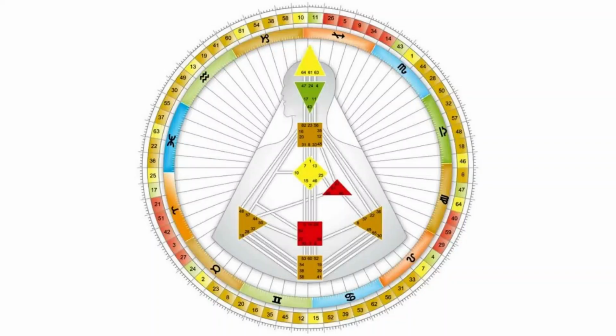Gate 48, the well, the depths. Location, spleen center. Channel 48-16, the channel of talent. Circuit, the collective understanding circuit, logic process. Theme, the gate of depth, the resource of collective mastery.